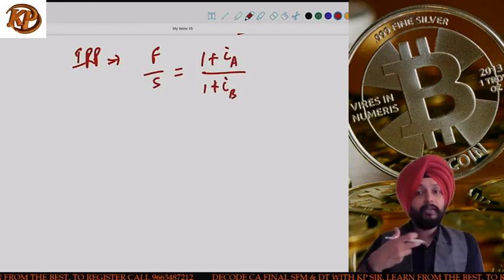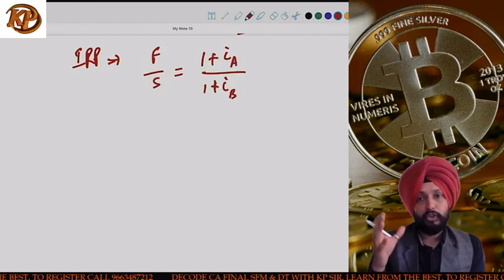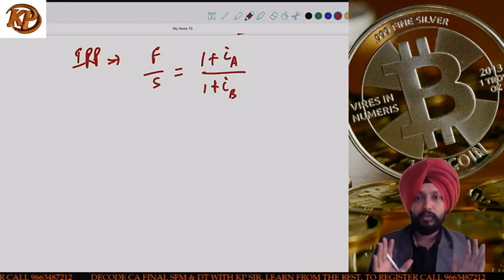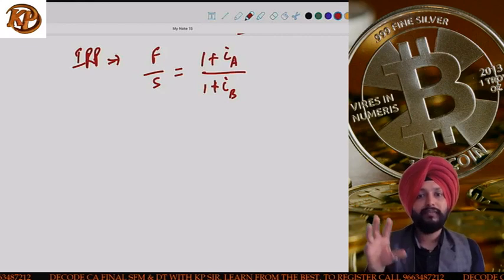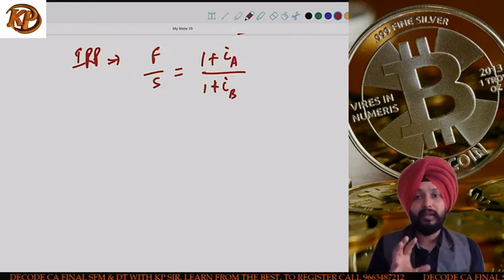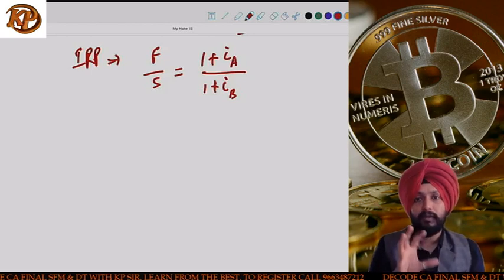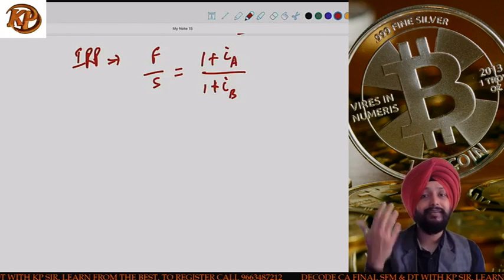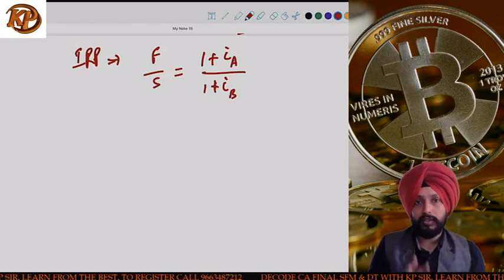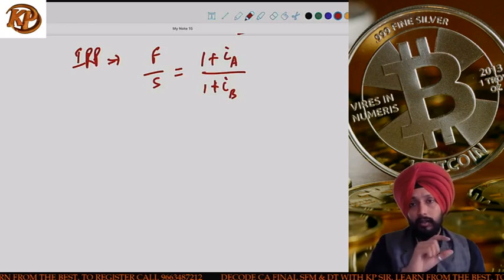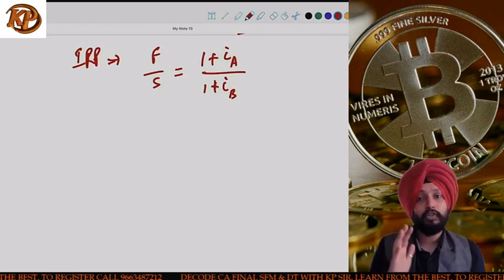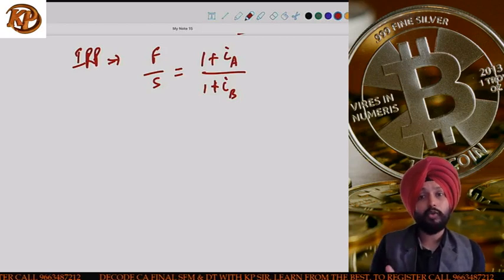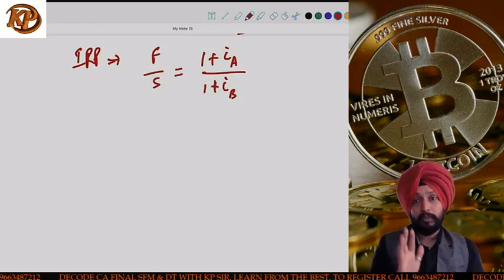Basically, the interest rate parity theory is based on the prevention of arbitrage principle, and it gives you one simple conclusion. The country which has a lower interest rate will have its currency at a forward premium. The country which has a higher interest rate will have its currency at a forward discount. This is the conclusion given in the theory, and this theory is based on the prevention of arbitrage principle. That is, if this does not hold good, then obviously there is an opportunity to make arbitrage profits.